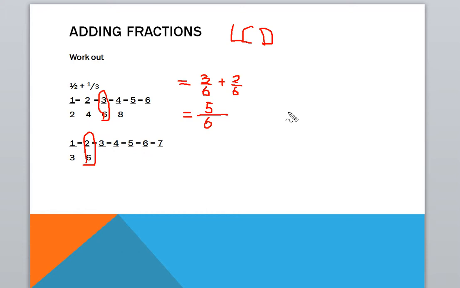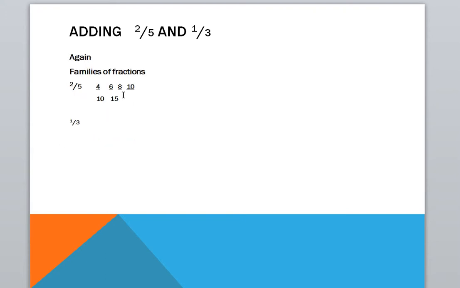And that means when I add them together, I've got 3/6 and 2/6. I've got 3 of them and 2 of them. I must have 5 of them. So it means a half plus a third is 5/6. And there, dear viewer, is my answer. Okay, that's really not too difficult, so long as you understand how we worked out the families of fractions. Let's move on to the next one.